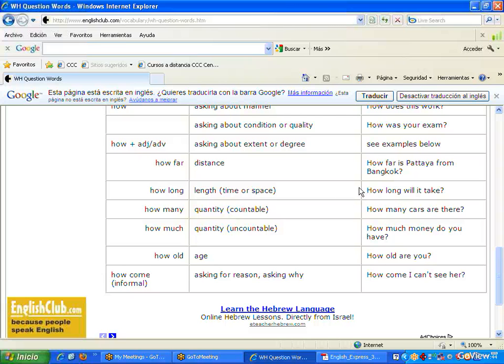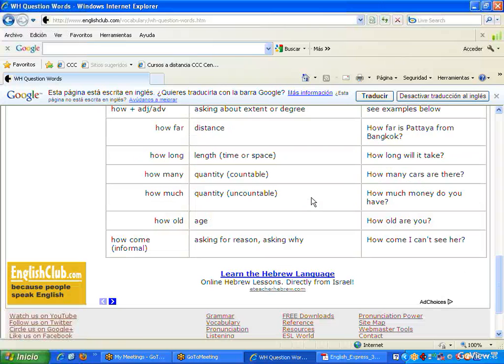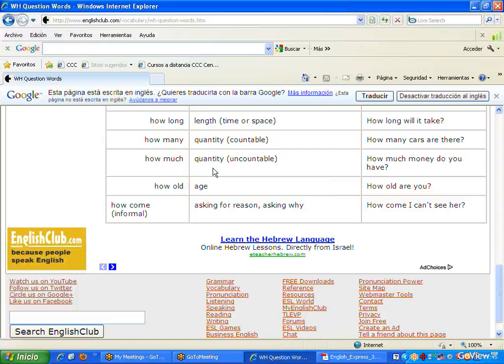Okay. Or how many? We say, how many cars are there? How many people in this room? How many minutes in 1 hour? Okay, how much? Quantity. How much money do you have? ¿Cuánto dinero tiene? Or we say, how old? How old are you? ¿Cuántos años tiene?